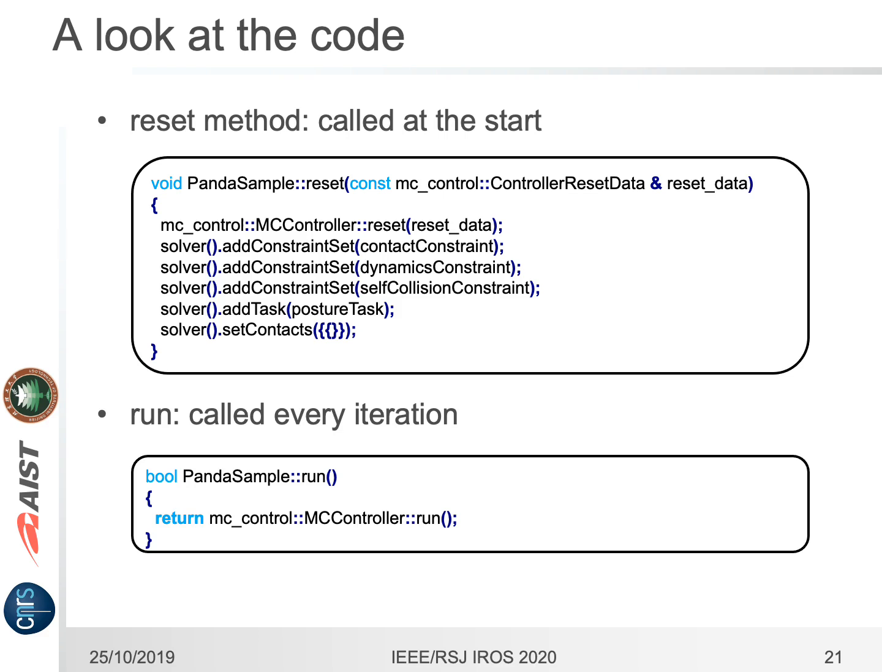Let's have a peek at the controller code that just ran. Very simple stuff, it is beautiful. What you have is the MC-RTC, the reset, and then all the constraints that are added, like contact constraints, dynamic constraints, set collision constraints, set the poster task, and then run.